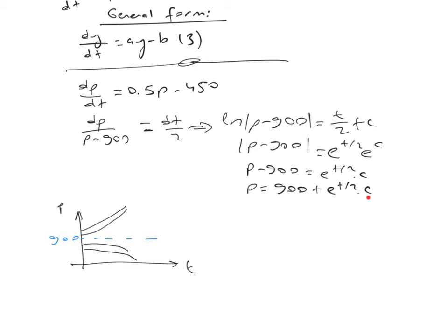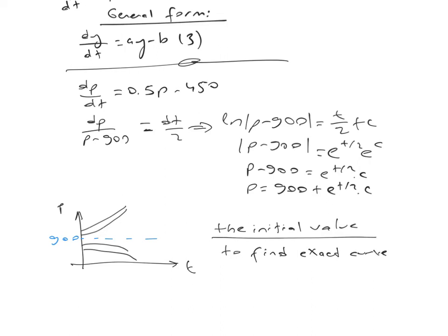Because here the sign of C can be plus or minus. In order to get the exact curve which is related to our differential equation, we need extra information, which is called the initial value. It is necessary to find the exact curve. Here let's say the initial value of P is equal to 850. And the problem will turn into an initial value problem.